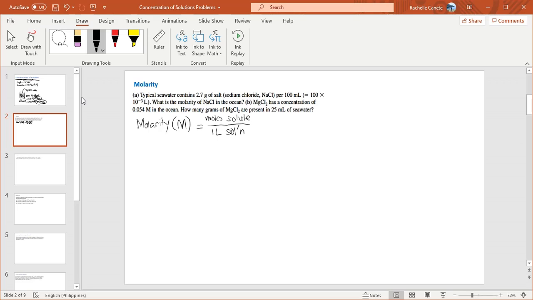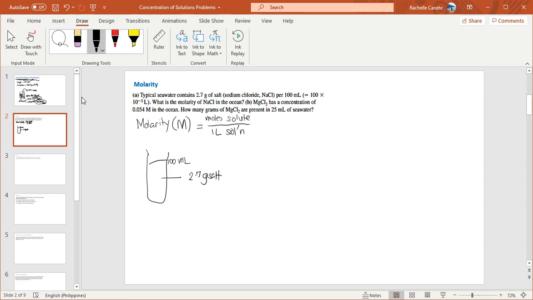For example, typical seawater contains 2.7 grams of salt per 100 ml. So it's saying that if you take 100 ml of seawater, the content is 2.7 grams of salt, or sodium chloride. What is the molarity of sodium chloride in the ocean? Before you answer, class, you have to understand the problem, because this is analytical chemistry. From the word itself, it's analytical. You really need to analyze the problem before you solve it.